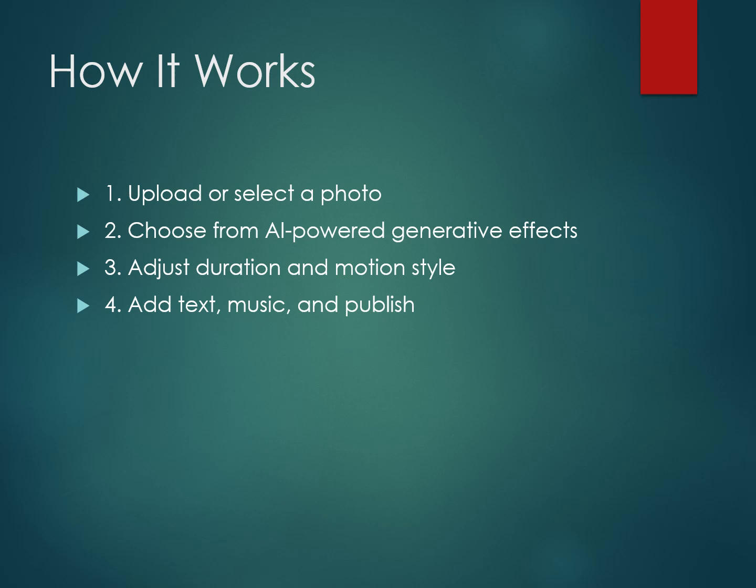Using the feature is incredibly simple. First, you choose a photo. It could be a landscape, a pet, or even a selfie. Then you pick from a list of AI effects like underwater or doodle. These effects add movement, textures, and animations automatically. You can also control the clip duration and sync it with music or text before publishing as a short.